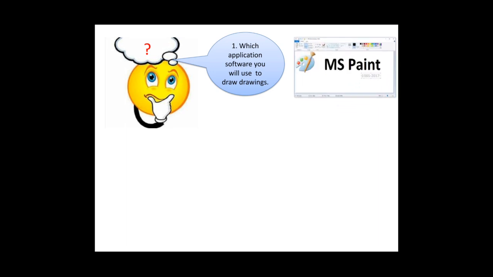Okay, now Smiley here again with the question. Which application software will you use to draw drawings? As we said that application software is designed for particular work. So if you have to draw something, then which application software will you use? The answer is MS Paint. It can be Tux Paint or any type of paint. This is the particular software designed for painting.